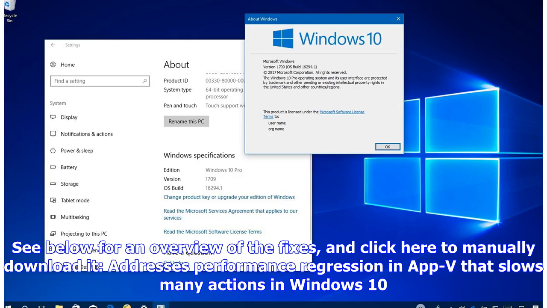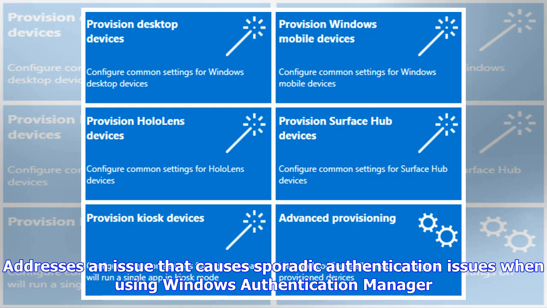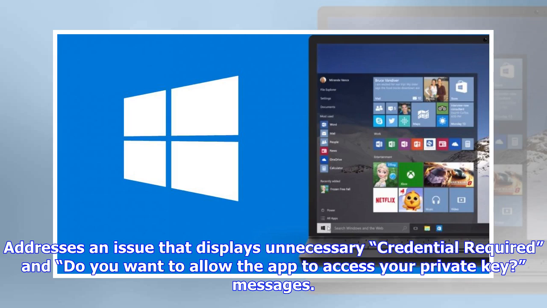Addresses a performance regression in App-V that slows many actions in Windows 10. Addresses an issue with the soft keyboard's input modes in WPF applications. Addresses an issue where SmartHeap doesn't work with UCRT. Addresses an issue that causes sporadic authentication issues when using Windows Authentication Manager. Addresses an issue that displays unnecessary "credential required" and "do you want to allow the app to access your private key" messages.